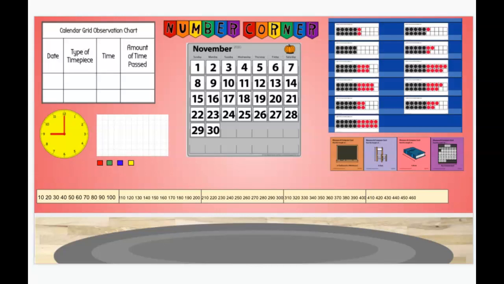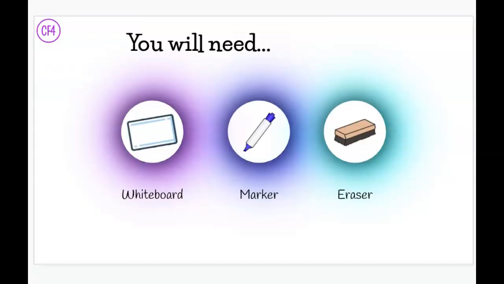For Number Corner today, we will be working with our computational fluency. Remember, someone who has computational fluency is someone who can work quickly and easily with numbers. For today, you will need a whiteboard, marker, and an eraser. You can pause the video now to get what you need.